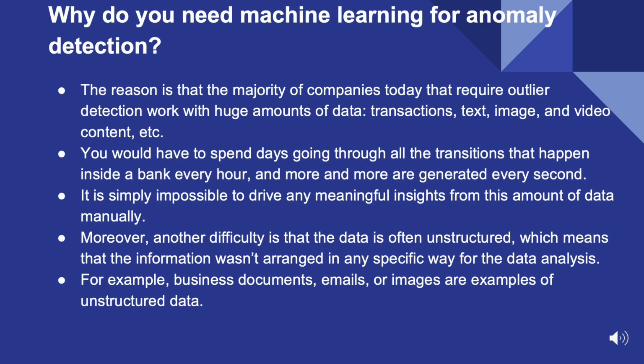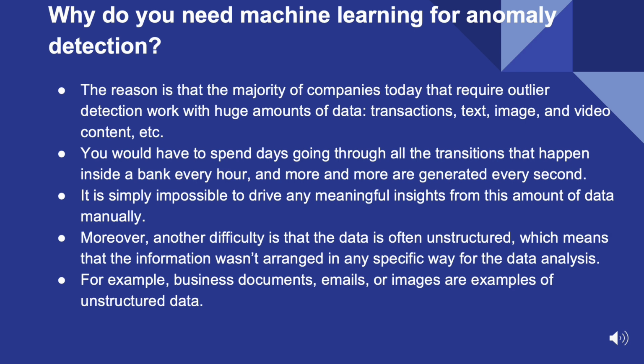Why do you need machine learning for anomaly detection? The reason is that the majority of companies today that require outlier detection work with huge amounts of data like transactions, text, image and video content, etc. You would have to spend days going through all the transactions that happen inside a bank every hour, and more are generated every second. It is simply impossible to derive any meaningful insights from this amount of data manually.